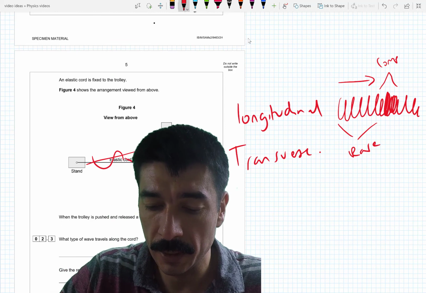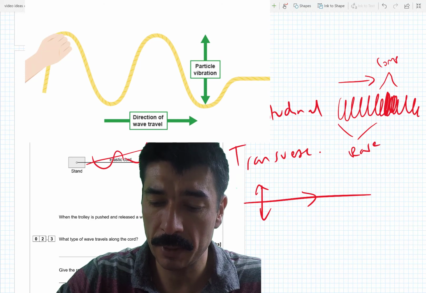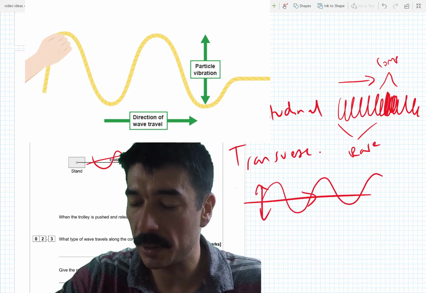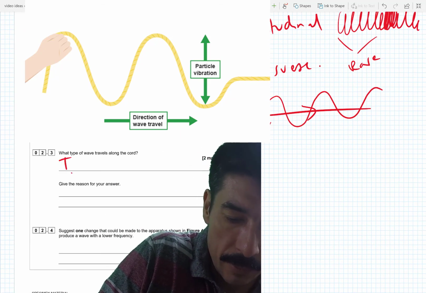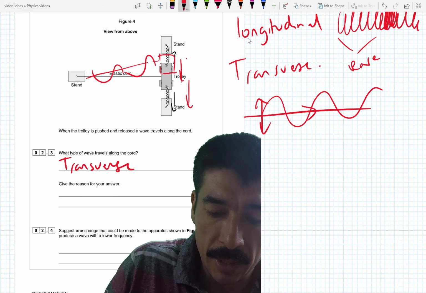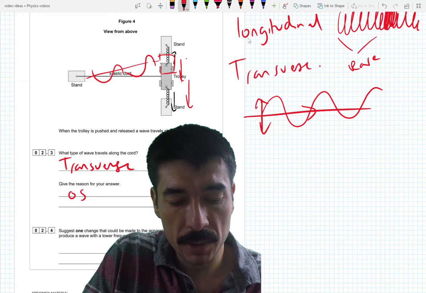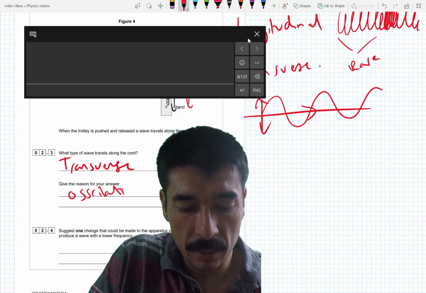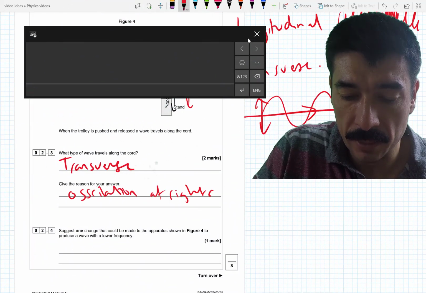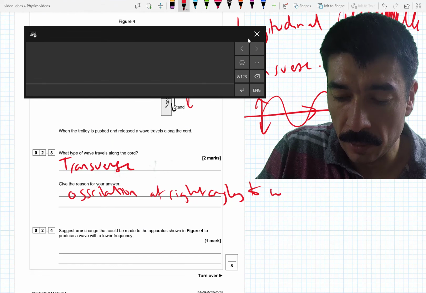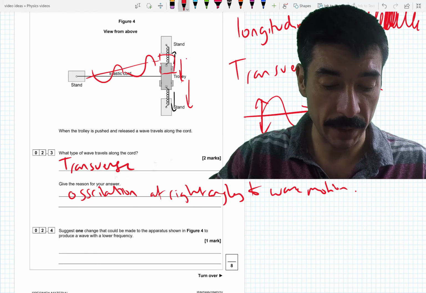In a transverse wave, the oscillations are at right angles to the transfer of the energy, so it oscillates up and down, and the energy is transferred to the right. So this would be a transverse wave. Transverse, and it would be because the oscillation is at right angles. Oscillation. I have to stop this thing popping up. Oscillation at right angles to wave motion. Right, you better listen to what I'm saying because my handwriting is too hard to read.